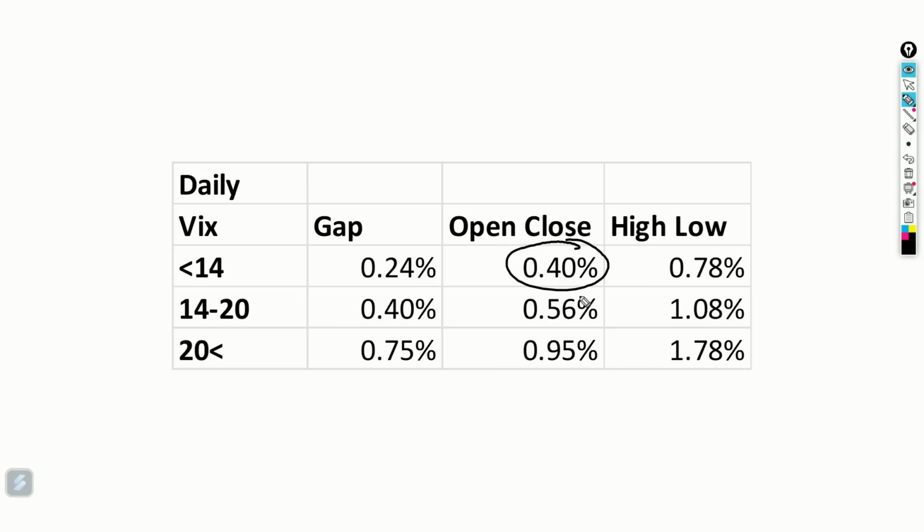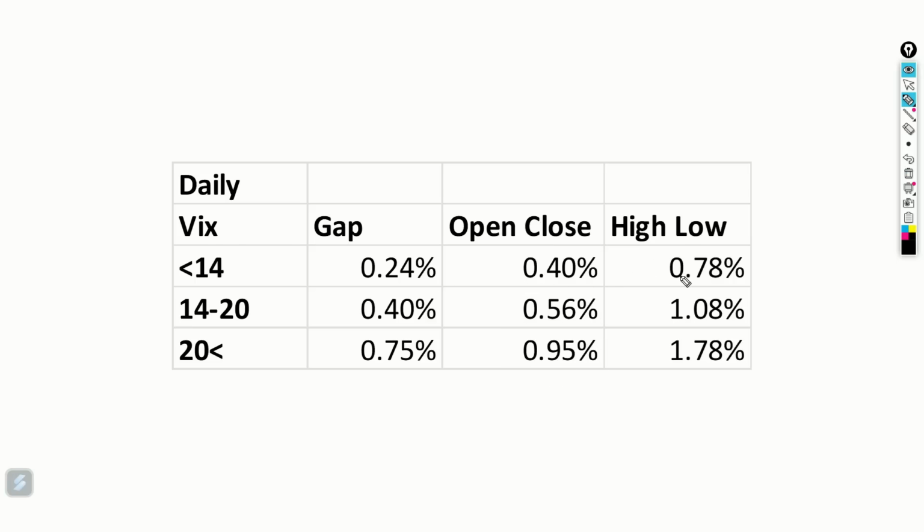Similarly, when we come to the days when VIX is between 14 and 20, you can see the difference between open and close is almost 0.56% on an average. And similarly, if VIX is greater than 20, the difference between open and close is close to 1%.